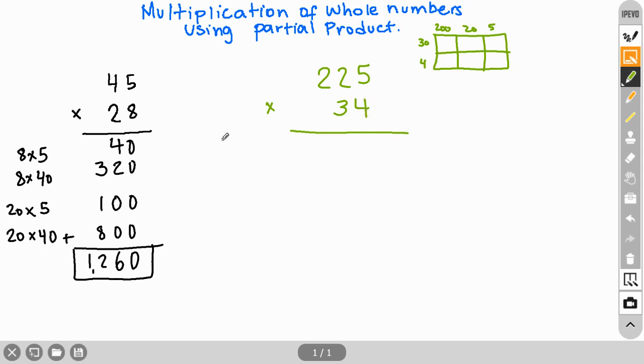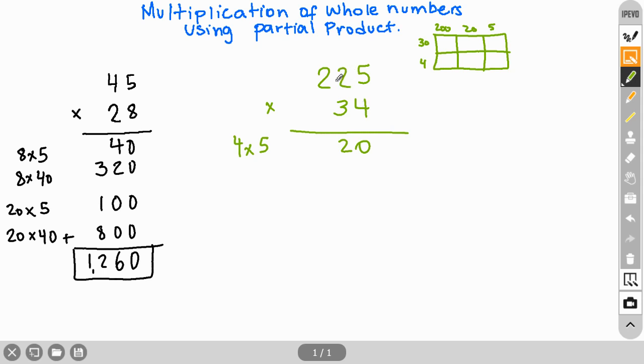So I'm starting with the 4. Remember, this 4 has to be multiplied by all 3 of them. So I'm going to multiply by this 5 first, which is just a 5. 4 times 5 equals 20. Then we go to 4 times this 2.